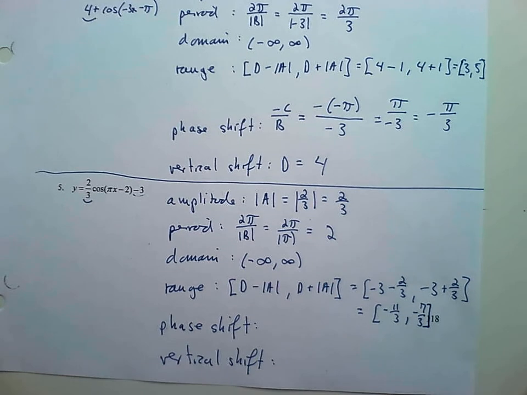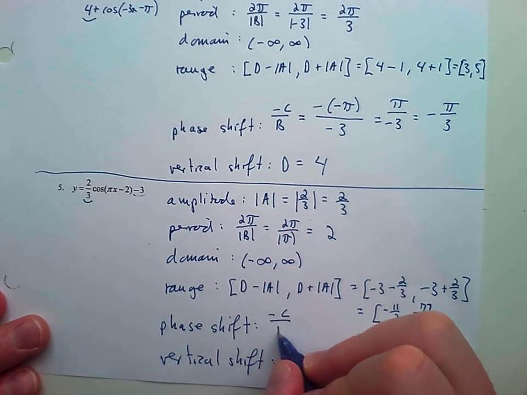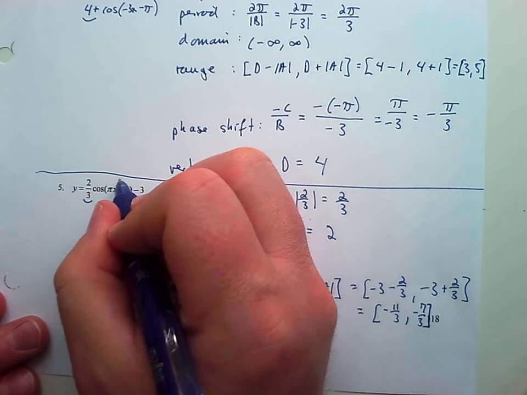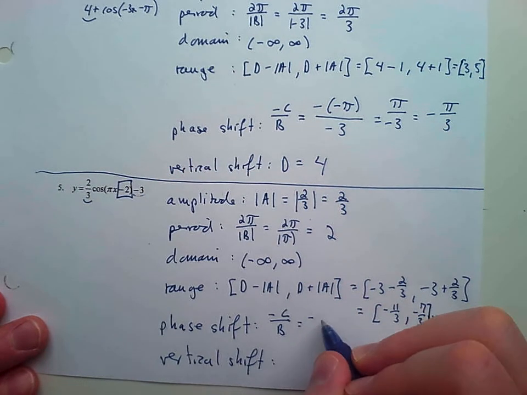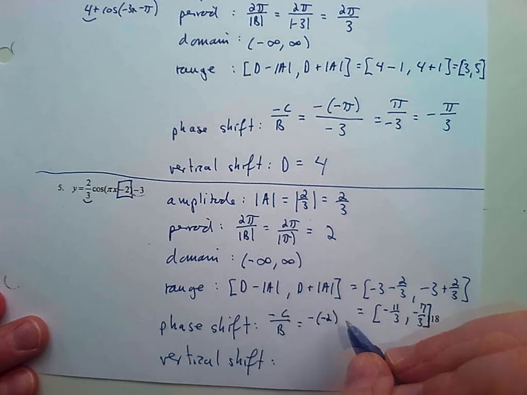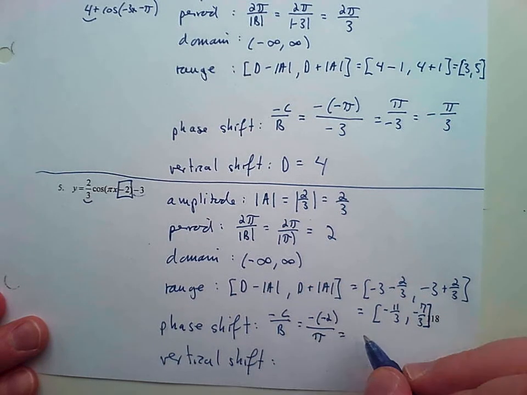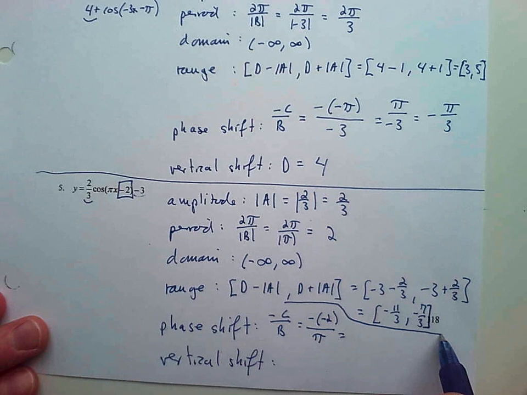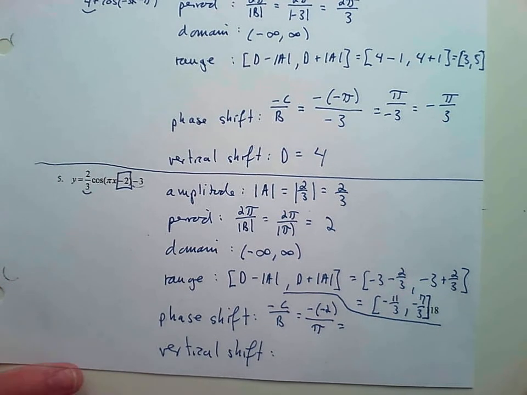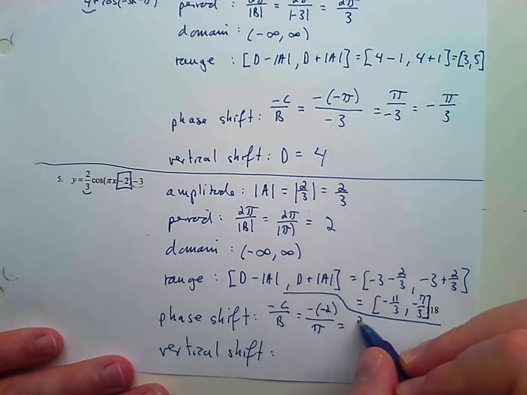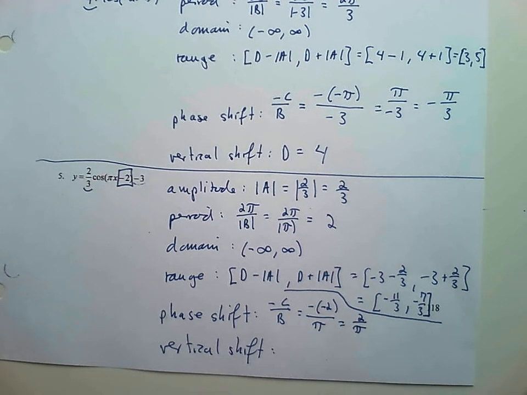Our phase shift is given to us by negative c over b. C, again, being this portion right here. So we're going to have a negative 2 over b, and b being pi. So therefore, this is going to be... See, now I left myself a little bit extra room, and there wasn't enough extra room. Didn't get it right in this video, but that's okay. Here, this is going to end up being 2 divided by pi.